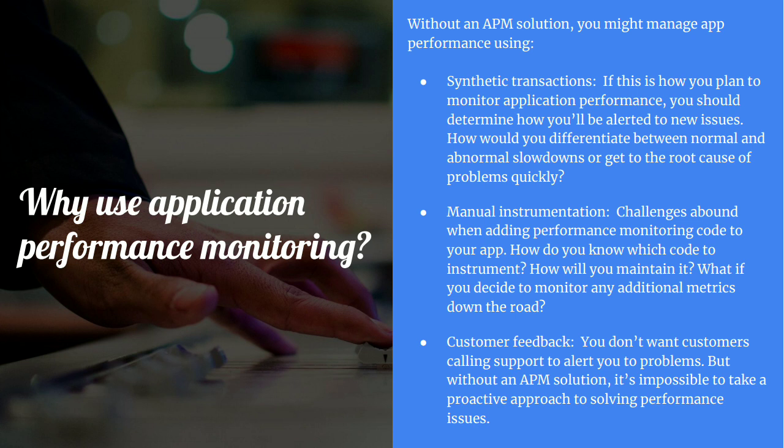Manual instrumentation. Challenges abound when adding performance monitoring code to your app. How do you know which code to instrument? How will you maintain it? What if you decide to monitor additional metrics down the road? Customer feedback. You don't want customers calling support to alert you to problems. But without an APM solution, it's impossible to take a proactive approach to solving performance issues.